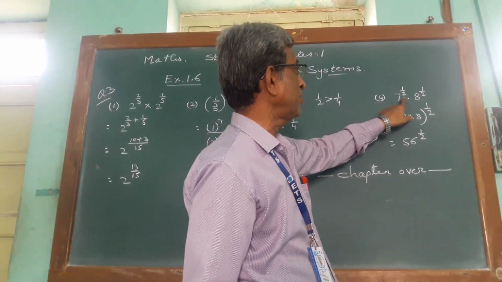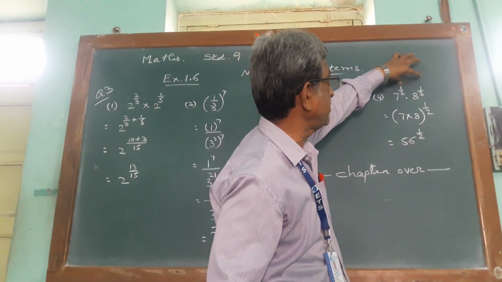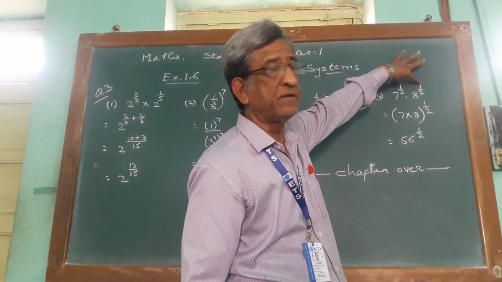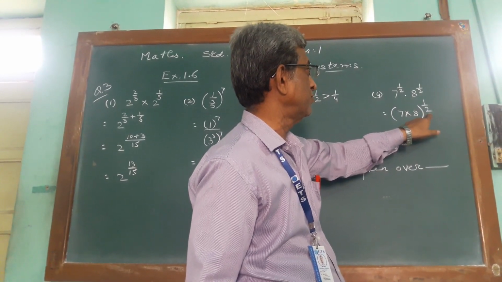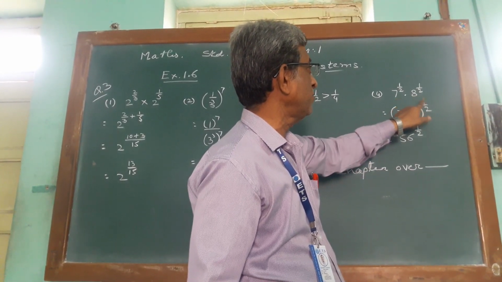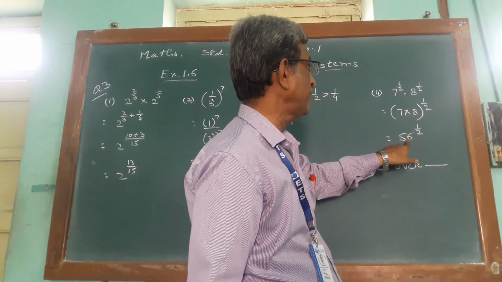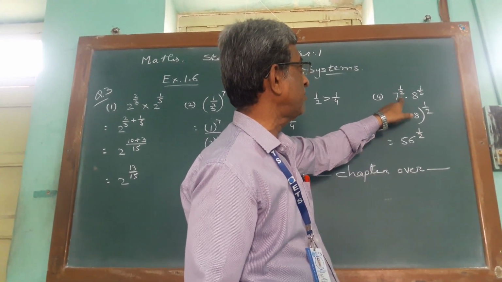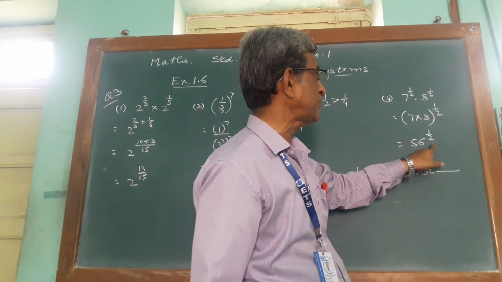Fourth one. 7 raised to 1 upon 2 into 8 raised to 1 upon 2. Here you can see that both the powers are the same. So you have to take it out common. So 7 into 8, whole raised to 1 upon 2. You know 7 8s are 56. 56 raised to 1 upon 2. So 7 raised to 1 upon 2 into 8 raised to 1 upon 2 gives you 56 raised to 1 upon 2.